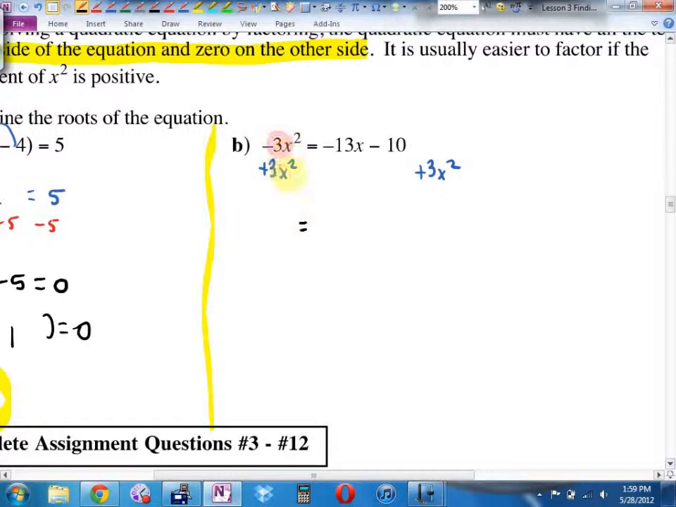Shalom, what will I have left over on this side when I go -3x squared plus 3x squared? It's meant to be really, it's a trick question. It's so easy that it's tricky. 0, yeah. Over here, Joel, instead of writing -13x minus 10 plus 3x squared, I'm going to write it in the order that I like. The squared term, then the x term, then the constant term. I'm going to write it as positive 3x squared minus 13x minus 10.